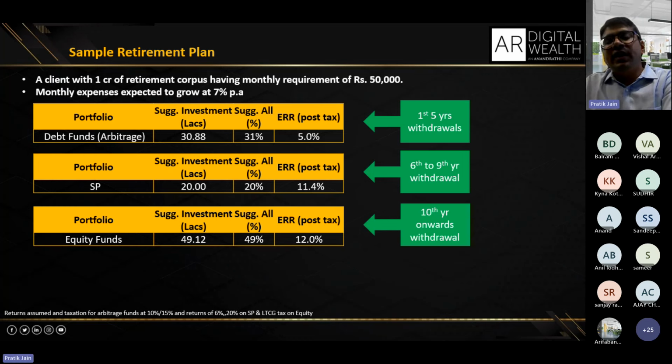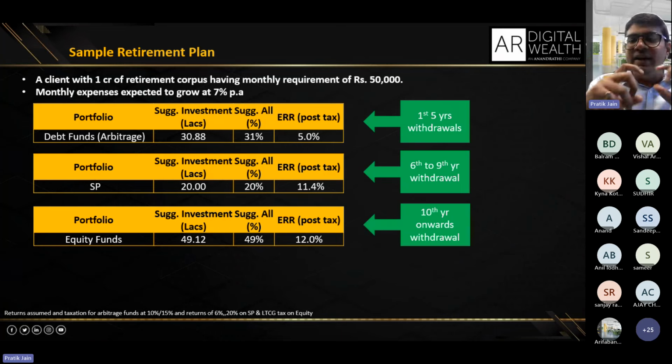Taxation is a benefit. If the client withdraws within 1 year, the taxation is 15%. If they withdraw after 1 year, the taxation is 10%, right? So taxation wise also it is efficient. And return wise, currently it is 7.1%. I've still taken 5% returns. So consideration क्या कर रहा हूं मैं कि first 5 year requirement invested in debt funds which are arbitrage funds. I've taken an assumption that these debt funds will deliver a 5% per annum return post tax, right?